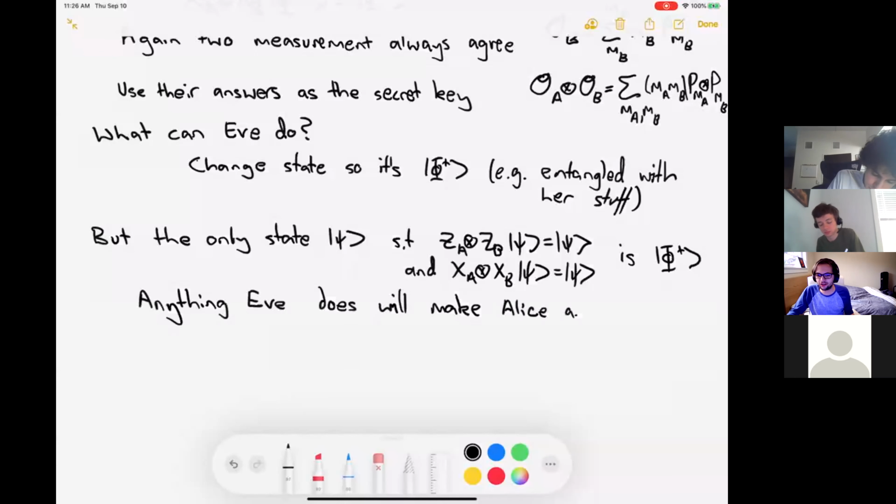I'm sorry, I think I just missed one comment. When you say that Eve can change the state so it's phi plus, what did you mean there?